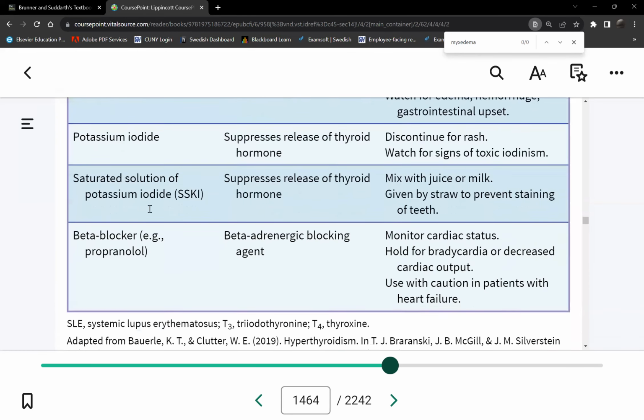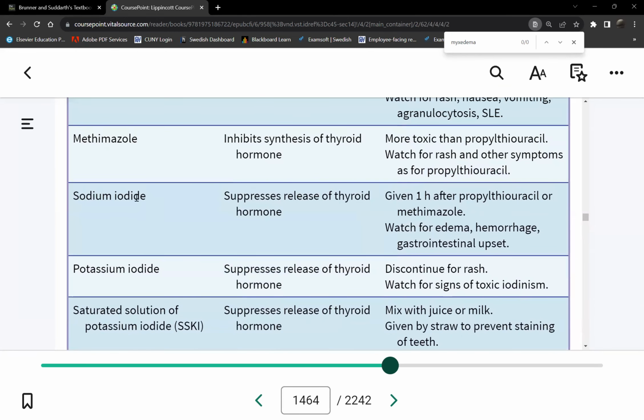So you'll see three forms of iodine here. We have sodium iodide, potassium iodide, and SSKI, or saturated solution of potassium iodide. They're all iodine.